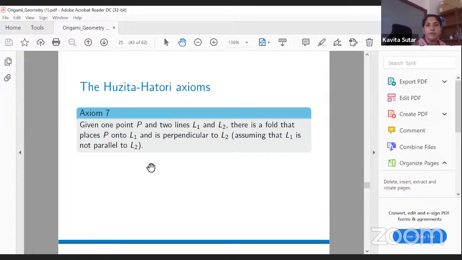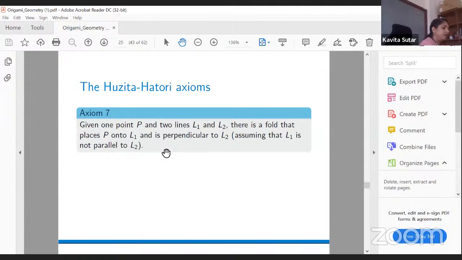Okay, so let me just show you the last axiom, the Fujita-Hattori axiom. Given one point P and two lines L1 and L2, there is a fold that places P onto L1 and is perpendicular to L2. So here is my point P, and now I want to have L1 and L2. So L1, maybe L2 here.